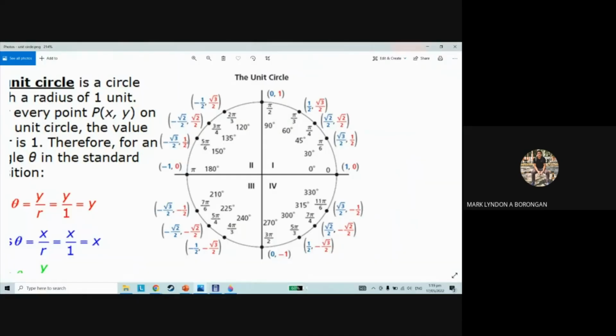So since it is negative, and the choices are the ones with pi over 6, we see that it is negative square root of 3 over 2. So therefore, we pick 5 pi over 6, since it matches the given options.